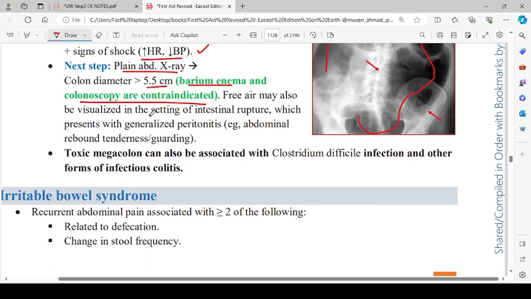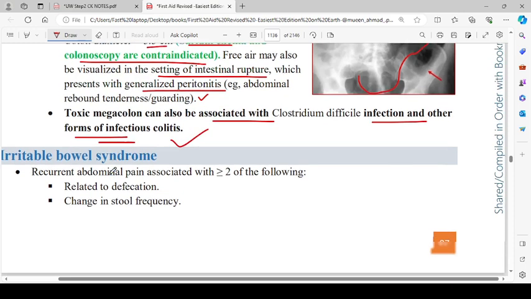Colon diameter more than 5.5 centimeters; barium enema and colonoscopy are contraindicated. Free air may also be visualized in the setting of intestinal rupture, which presents with generalized peritonitis like abdominal rebound tenderness and guarding. Toxic megacolon can also be associated with Clostridium difficile infection and other forms of infectious colitis.